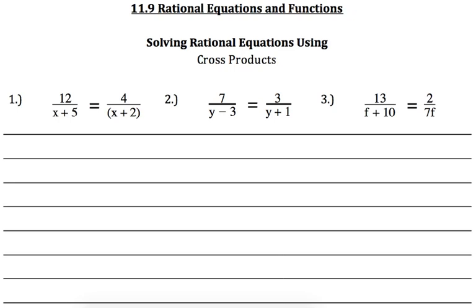Let's have problem 3b an on your own problem. Looks a little bit different, but nothing crazy. I'll put the answer up in 5 seconds.